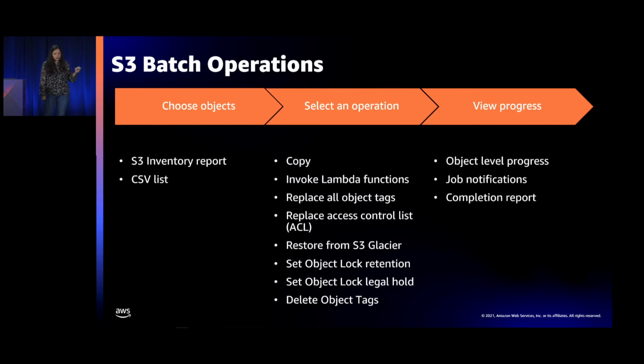And then you could also use restore, bringing objects back from Glacier, for example. You could modify object lock properties like legal hold and retention date. And then lastly, you could also delete object tags. This is an operation that we just introduced earlier this year. And then S3 does the work for you. The selected operation will take place across each of the objects that you have defined in the inventory report or the CSV. And lastly, you determine how you want to view results and/or track progress. You will have the completion report for yourself once the batch operation job is complete.